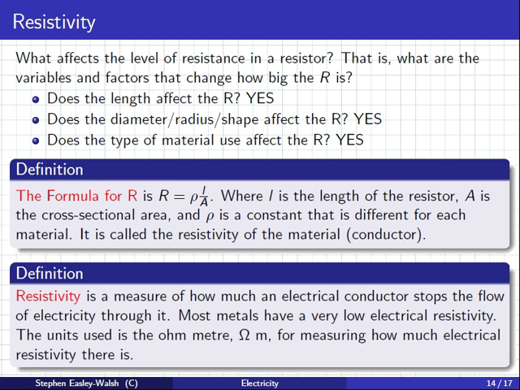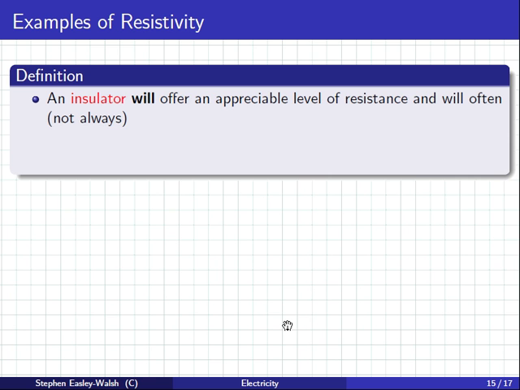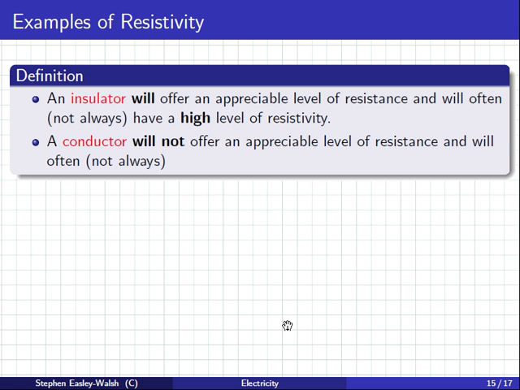Lynn? Harry? Yep. Okay. So, for me, I like to give the definitions of insulators and conductors as follows. An insulator will offer an appreciable level of resistance and will often, but not always, have a high level of resistivity. Whereas a conductor, have a guess at how the definition changes, will not offer an appreciable level of resistance and will often, but not always, have a low level of resistivity.